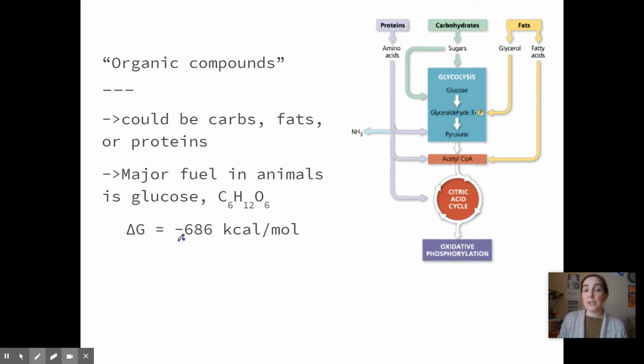You don't need to memorize this number, but it's something you might see once in a while. The delta G for the full process of cellular respiration of glucose is negative 686 kilocalories per mole. Remember, it's negative because that means the energy is being released. So there's a lot of energy that's made available through the breakdown of glucose.